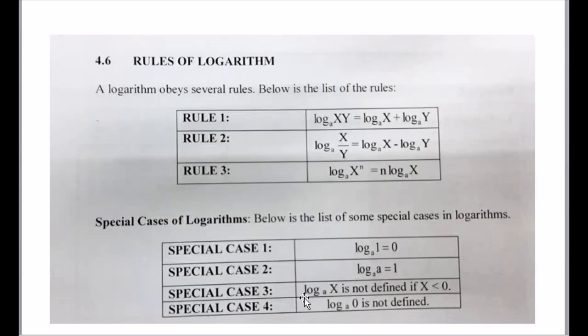Then special case number 3. Log base e x is not defined if x is less than 0. So x must be positive. Special case number 4. Log base e 0 is also not defined. Again, x here must be positive and x cannot equal 0. Let's discuss some examples.